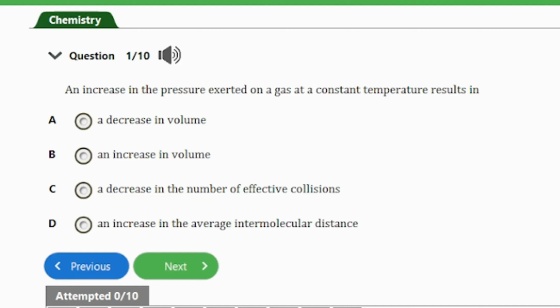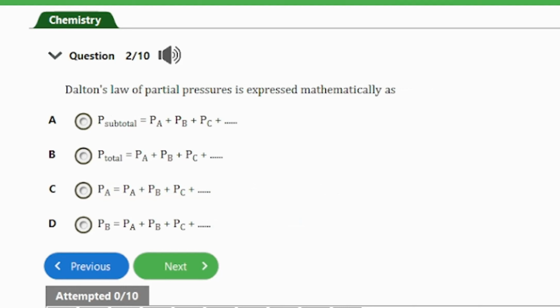So let's recall that according to Boyle's law, the volume of a given mass of gas is inversely proportional to its pressure, provided the temperature remains constant. So guys, in this case, the answer to this question will be option A. So let's consider the next question, guys.